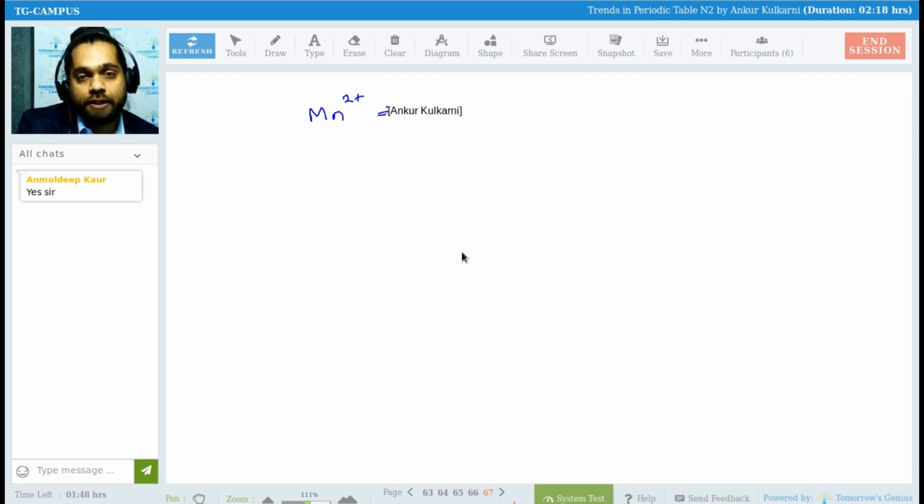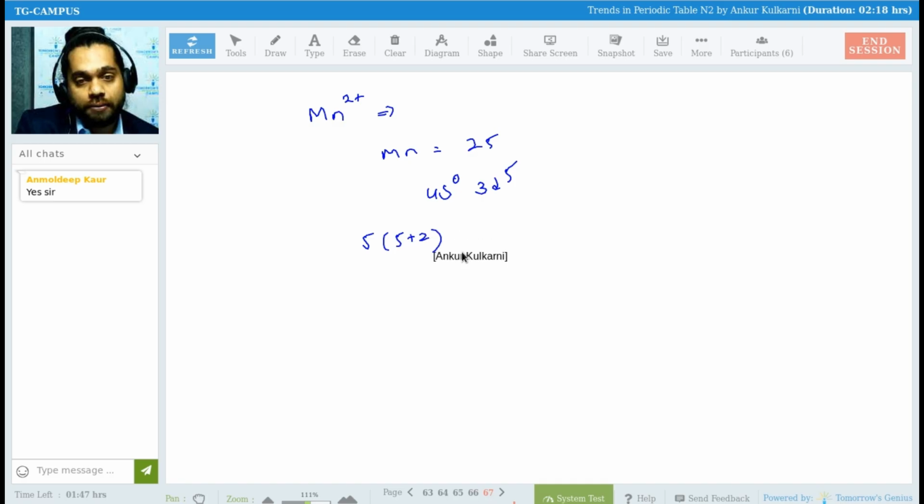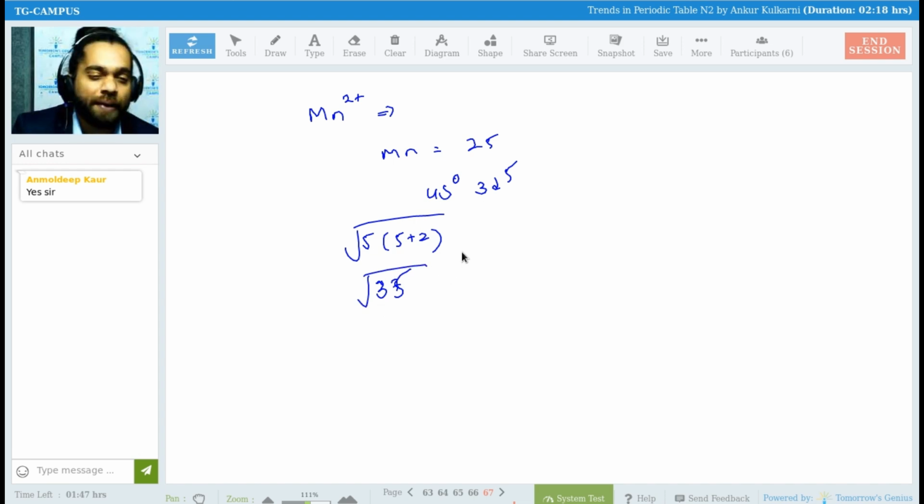Mn, what is the atomic number? We know Mn is nothing but 25. So it is 4s2 3d5. Yes, correct. So that makes it 4s0 3d5. So we have 5 unpaired electrons. So 5 into 5 plus 2, that is 5 into 7, that is 35. Under root 35 means somewhere around 5.9. And this is a very common question.